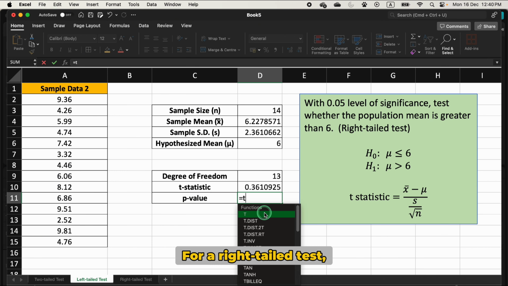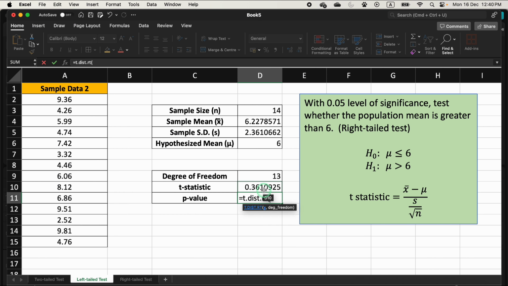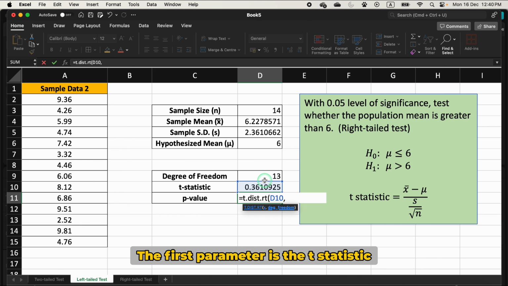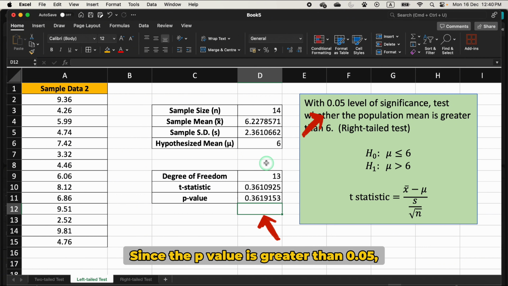For a right-tailed test, p-value can be found using the T.DIST.RT formula. The first parameter is the t-statistic, and the second is the degree of freedom. Since the p-value is greater than 0.05, we fail to reject the null hypothesis.